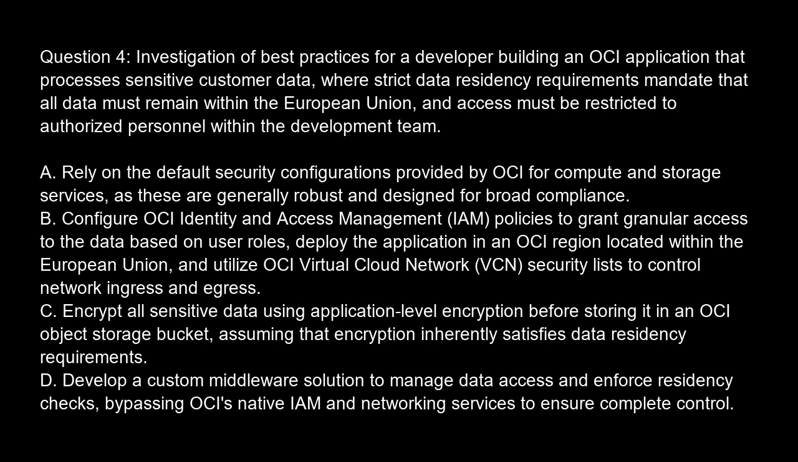Option B. Configure OCI Identity and Access Management (IAM) policies to grant granular access to the data based on user roles, deploy the application in an OCI region located within the European Union, and utilize OCI Virtual Cloud Network (VCN) security lists to control network ingress and egress. Option C. Encrypt all sensitive data using application-level encryption before storing it in an OCI object storage bucket, assuming that encryption inherently satisfies data residency requirements. Option D. Develop a custom middleware solution to manage data access and enforce residency checks, bypassing OCI's native IAM and networking services to ensure complete control.